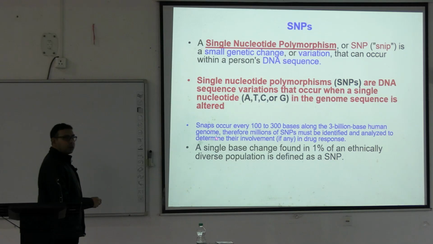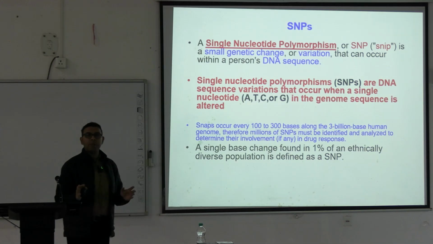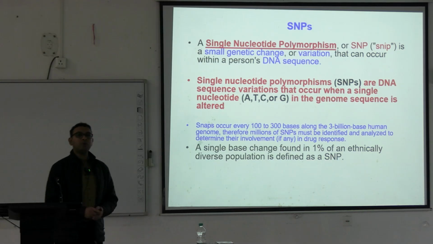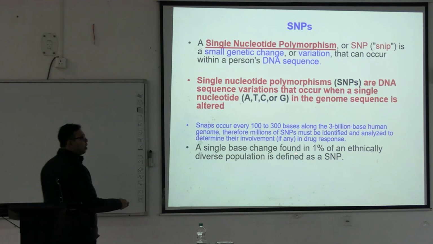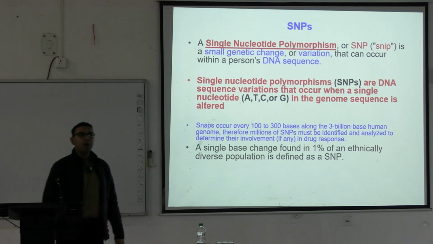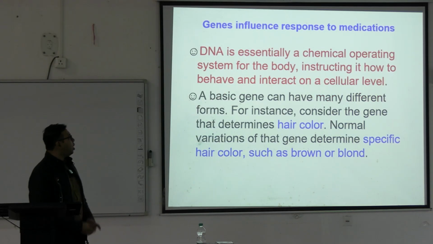So these SNPs occur every 100 to 300 bases along the 3 billion base human genome. You know our 3 billion base human genome in our body. Therefore, millions of single nucleotide polymorphisms must be identified and analyzed to determine their involvement if we have to sequence some drug. So that is the problem. So a single base change, if it is found in at least 1% of an ethnically diverse population, is known as a single nucleotide polymorphism, because it is easier to diagnose, only a single change.